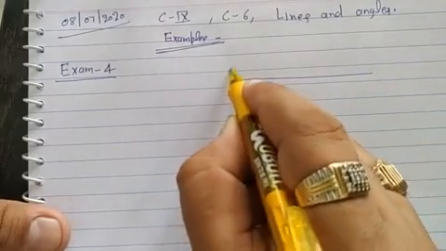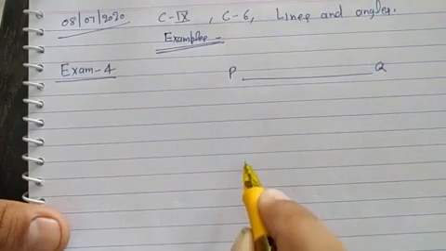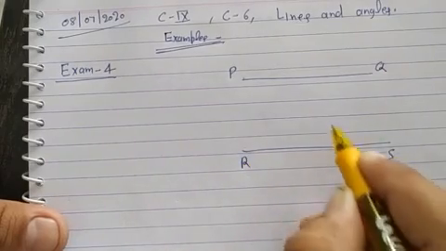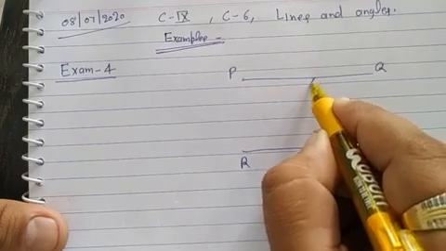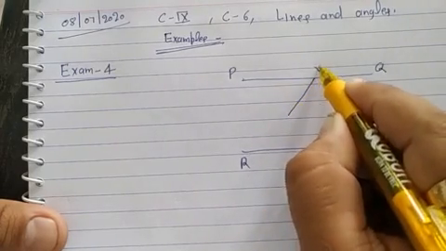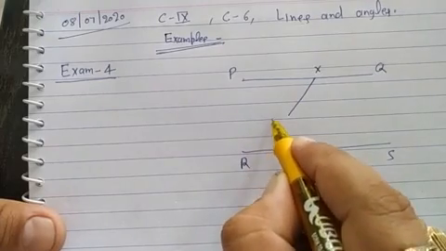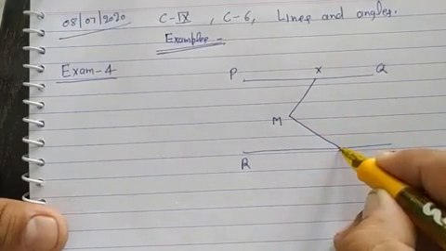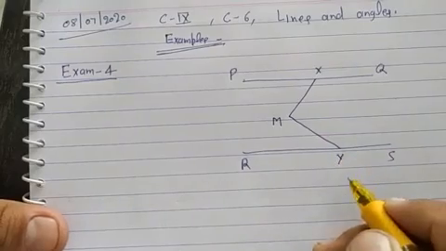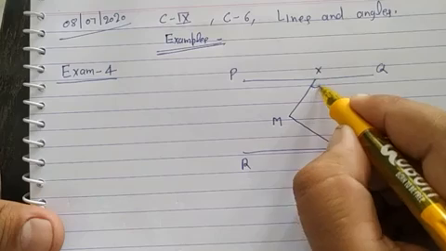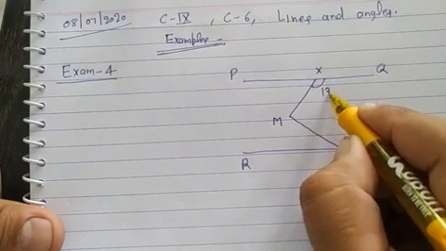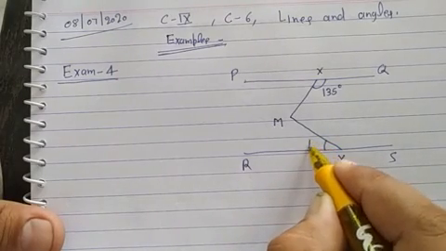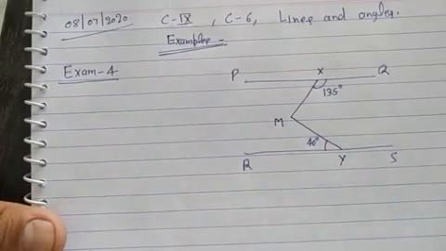This is line PQ. This is line RS, and from a point X, this line XM is drawn, and from M this MY is drawn. Okay, in the figure this angle is mentioned as 135 degrees. This angle is mentioned as 40 degrees.